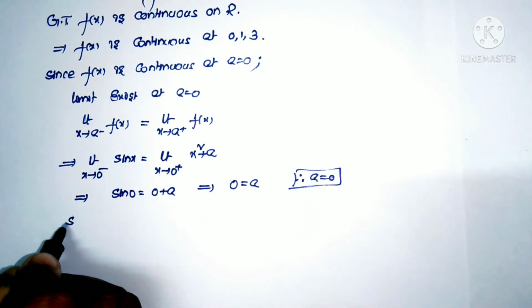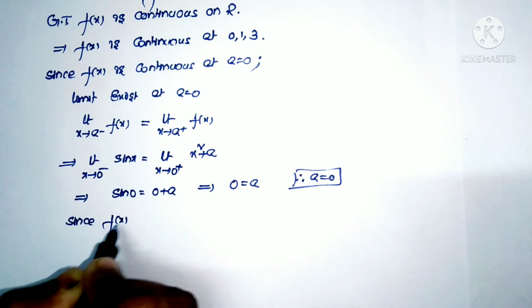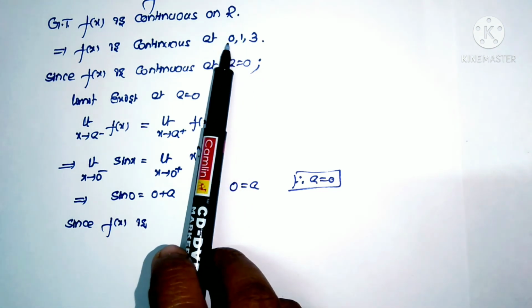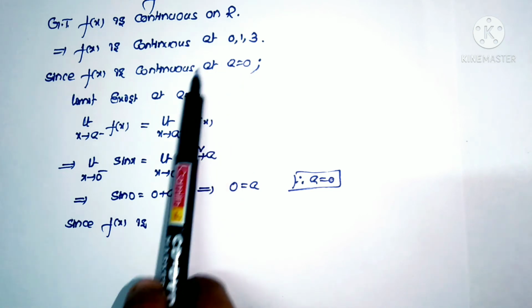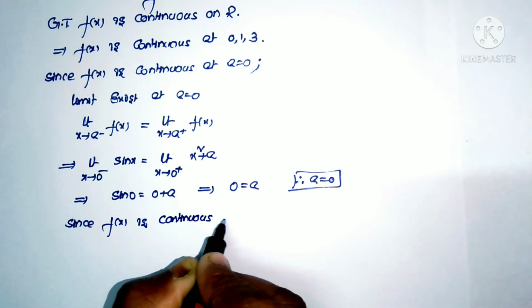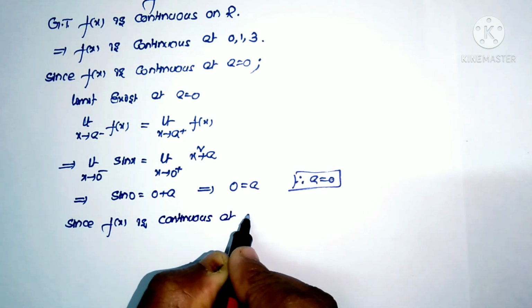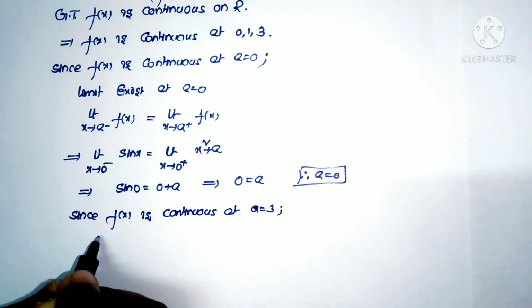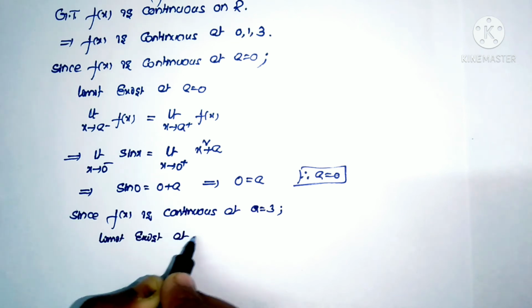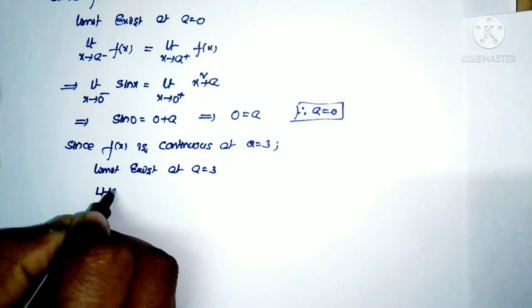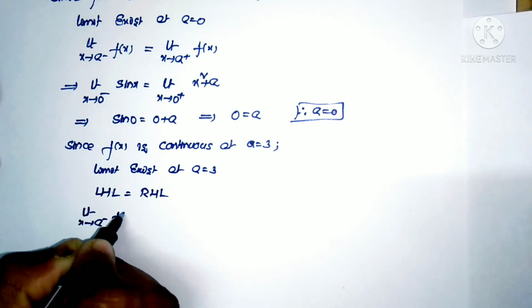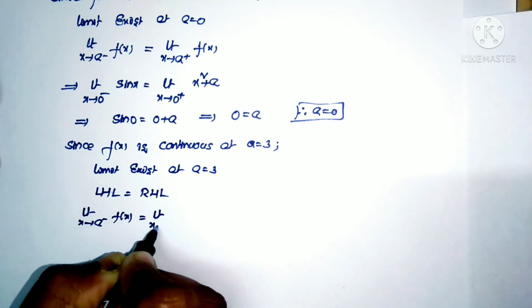Now, since f of x is continuous at a is equal to 3, here we can apply the condition at a is equal to 0 or 1 or 3. First, we applied the continuity condition at a is equal to 0. Now I apply the condition at a is equal to 3 to get the second constant. Since the limit exists at a is equal to 3, the left hand limit is equal to the right hand limit. So limit x tends to a minus f of x is equal to limit x tends to a plus f of x.